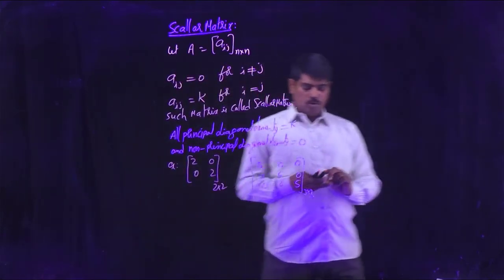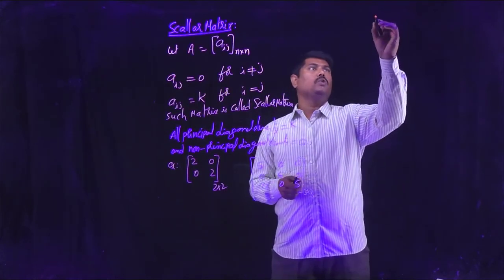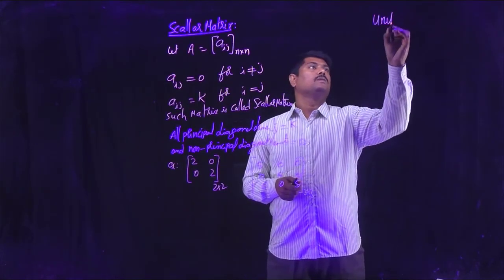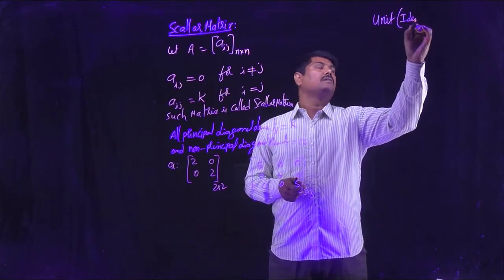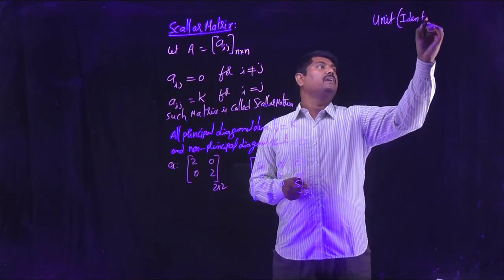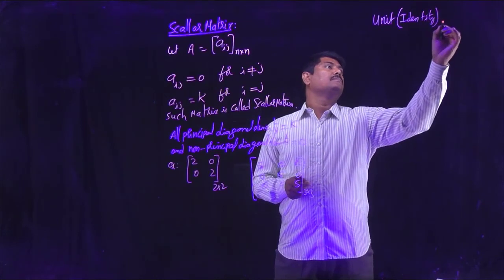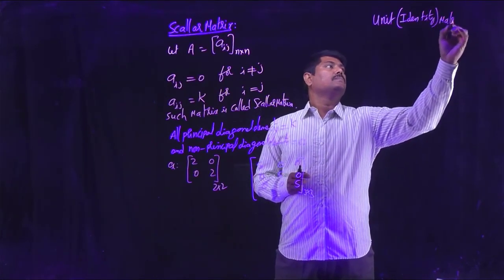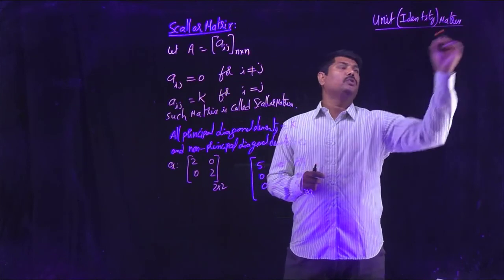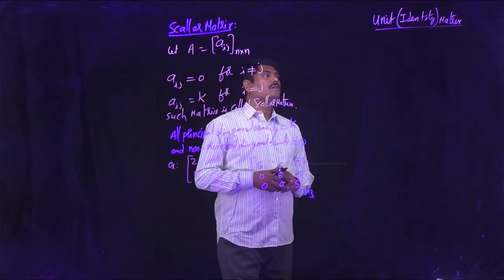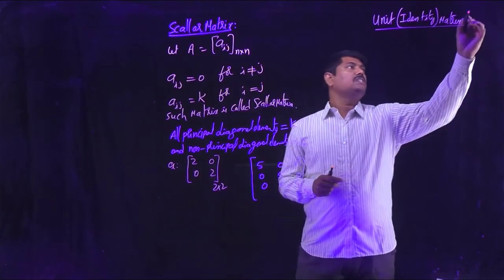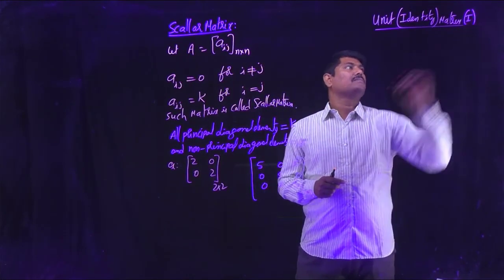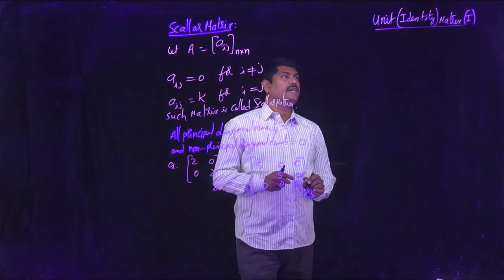Now let us come to the definition of what a unit matrix is. Unit, or you can call it identity matrix. Now we will discuss the definition of a unit matrix, or you can also call it an identity matrix, which is denoted by I. Unit matrix is denoted by I.